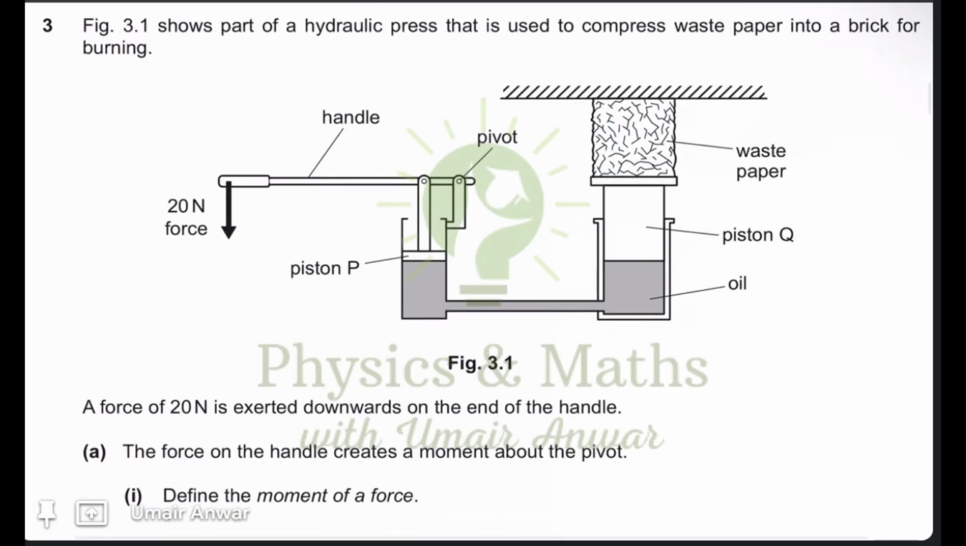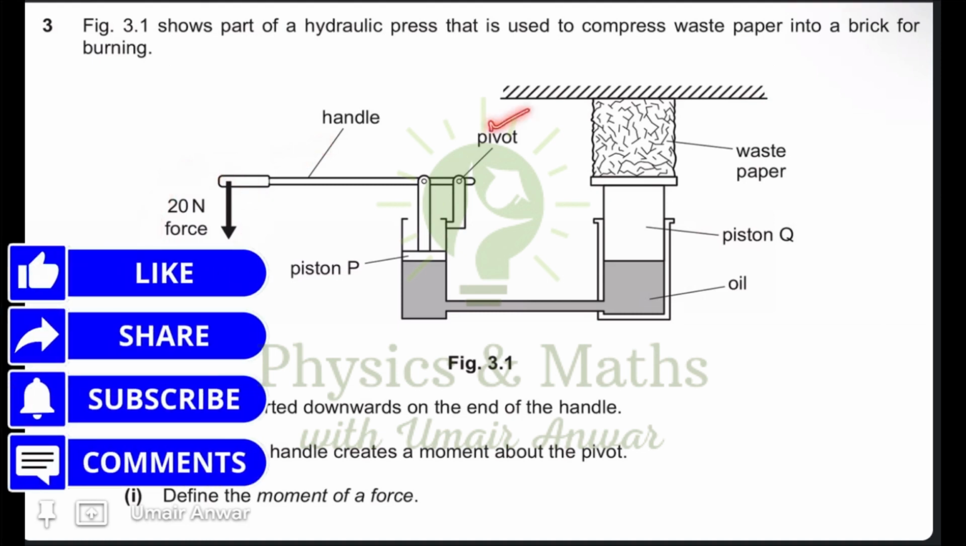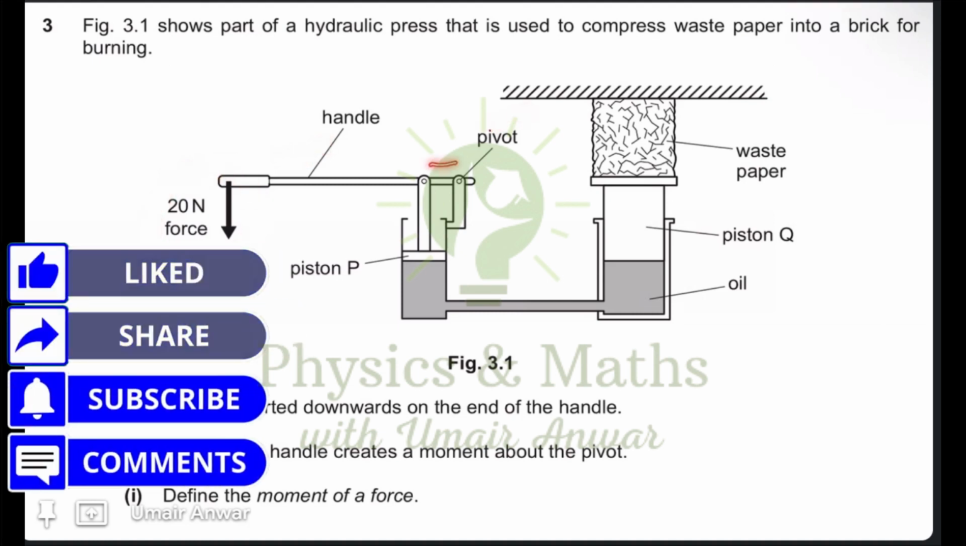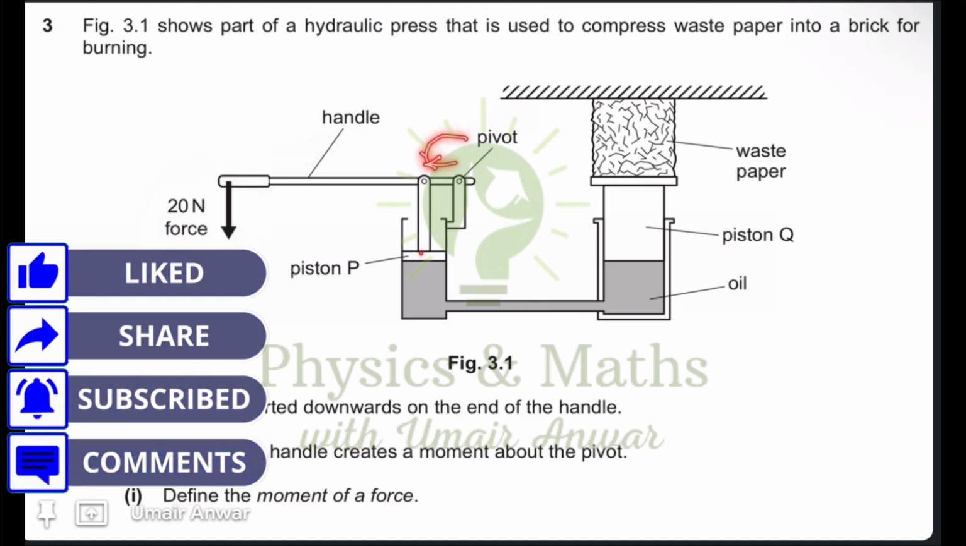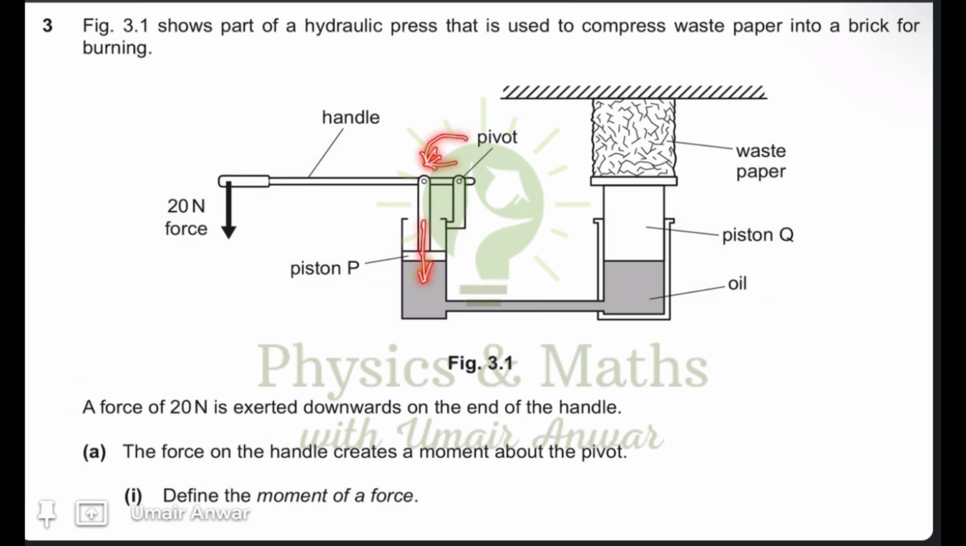Next question, it is related to the topic of pressure and moments. The question says figure 3.1 shows part of a hydraulic press that is used to compress waste paper into a brick for burning. So this is a hydraulic press. We are going to apply a force on this handle. It is connected with a pivot, and a little before the pivot, a piston P is connected, which is going to receive this moment, and it is going to push this.